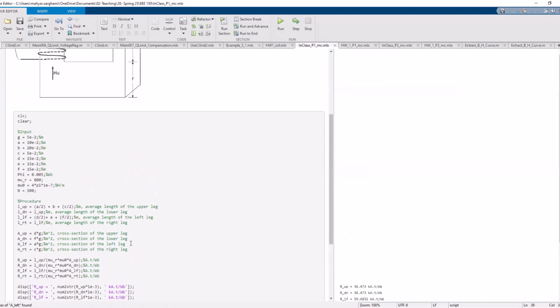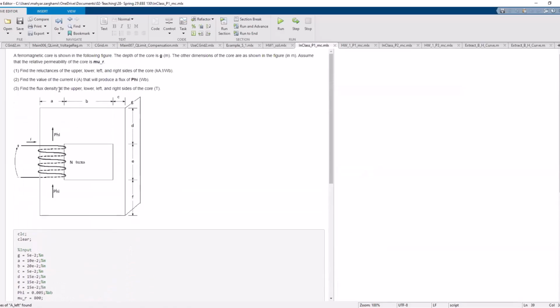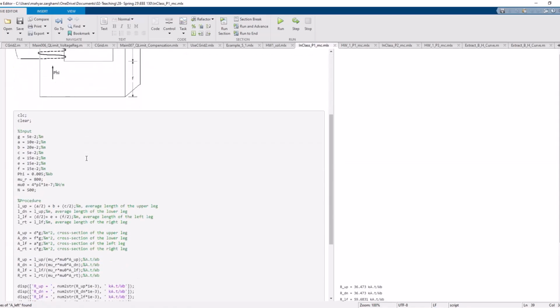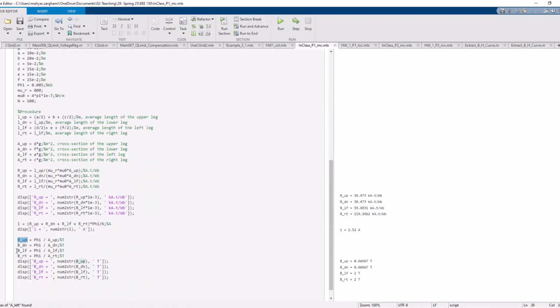The next part is talking about the flux density. So although the flux would be the same throughout this whole path, because all of the reluctances are in series, the flux densities would be different because of the cross-sectional areas. So flux density for each section, the upper section, lower section, left and right sections would be based on the phi value over the respective area. So here we find the B's in Tesla, and then we show them also in Tesla.